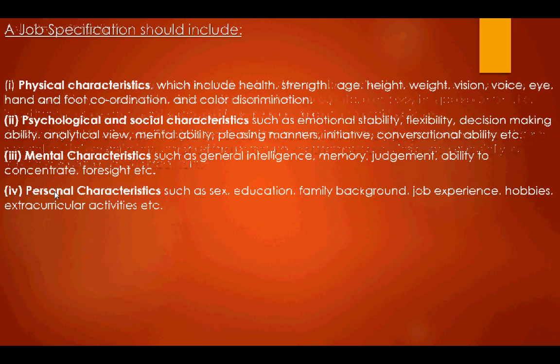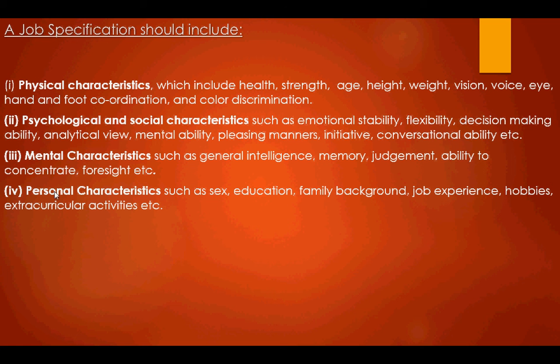What does job specification include? Physical characteristics, psychological characteristics, mental characteristics, and personal characteristics. Job specification includes physical characteristics, which include health, stance, age, height, weight, vision, voice, eye, hand and foot coordination, and color discrimination, etc.